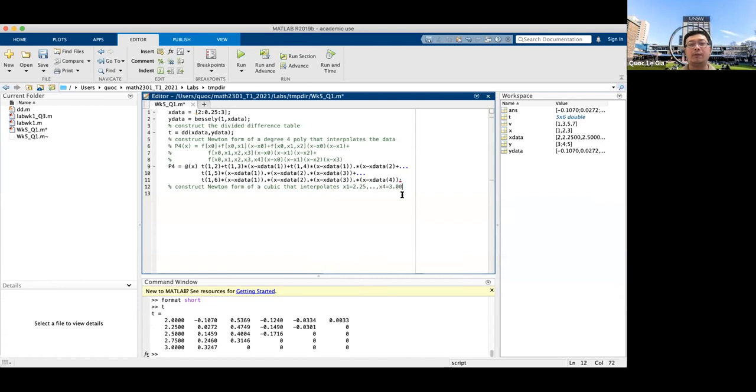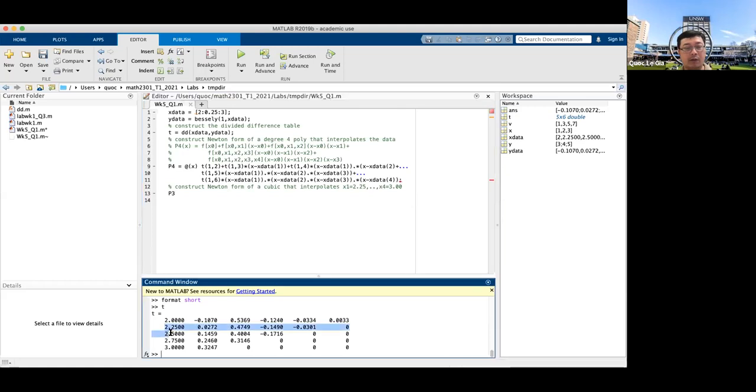So what is so special about this P3? If you look at the point set, the point set is just the last 4 points. Before you have 5 points, starting from 2 and ending at 3. But now it starts at 2.25, increases by 0.25 and ends at 3.